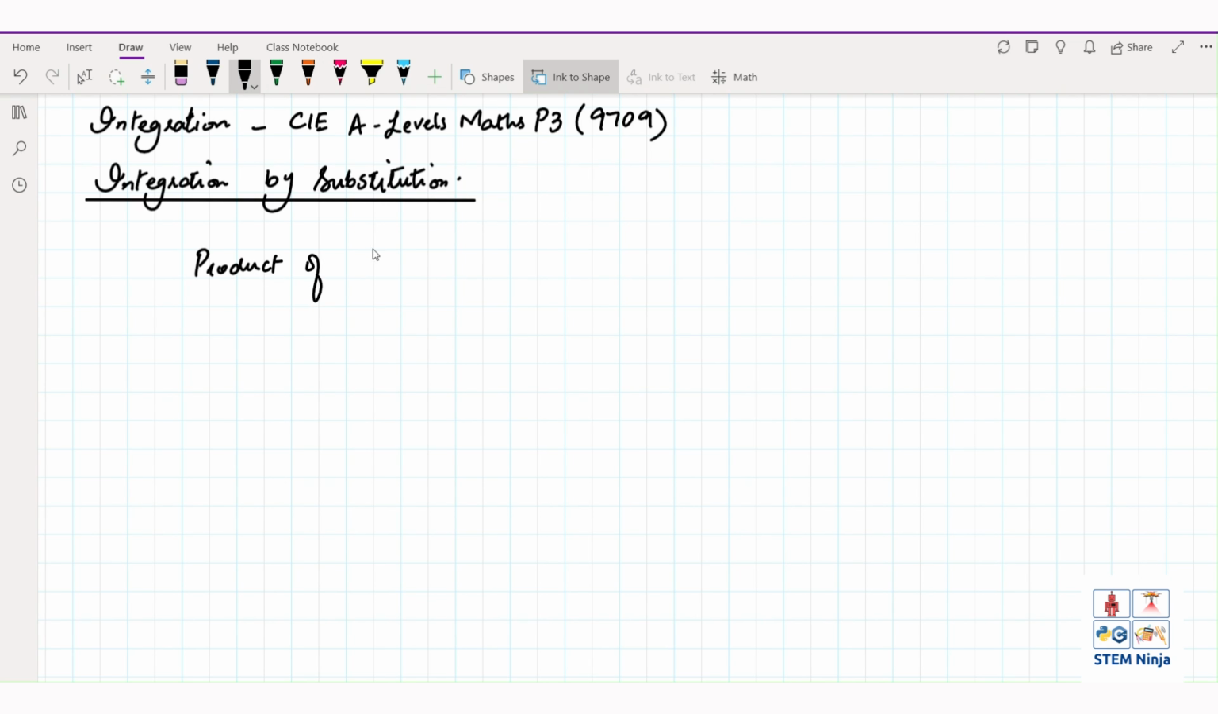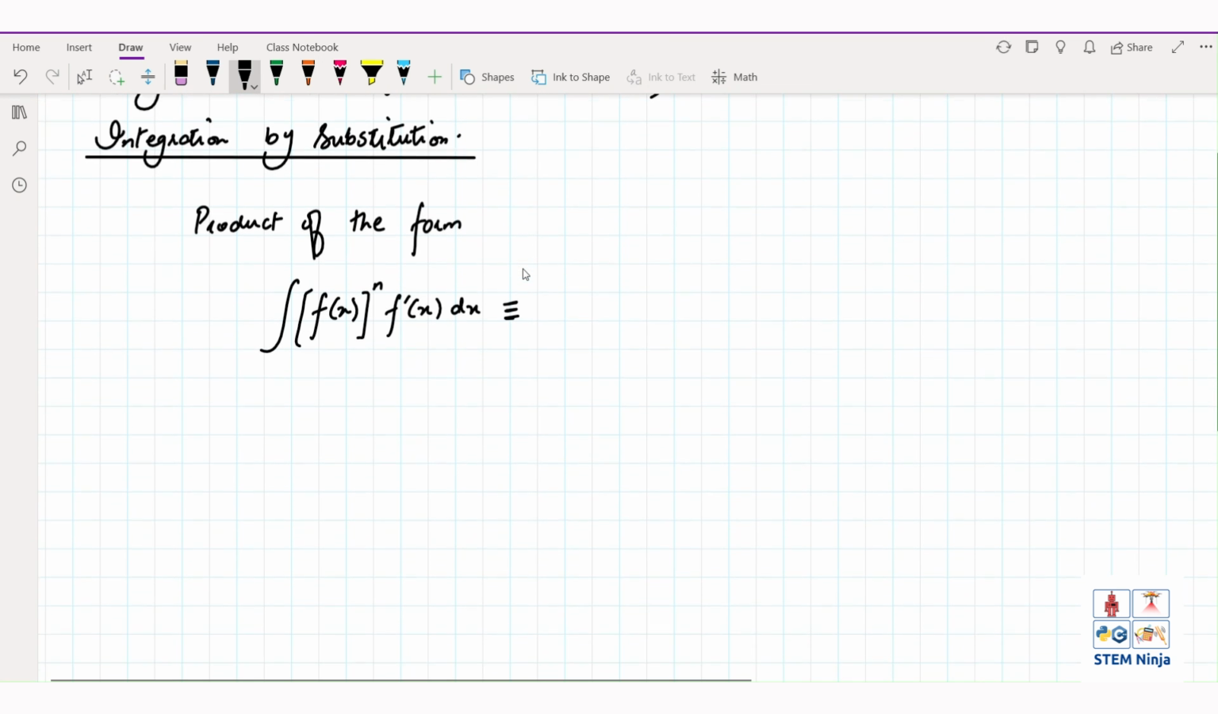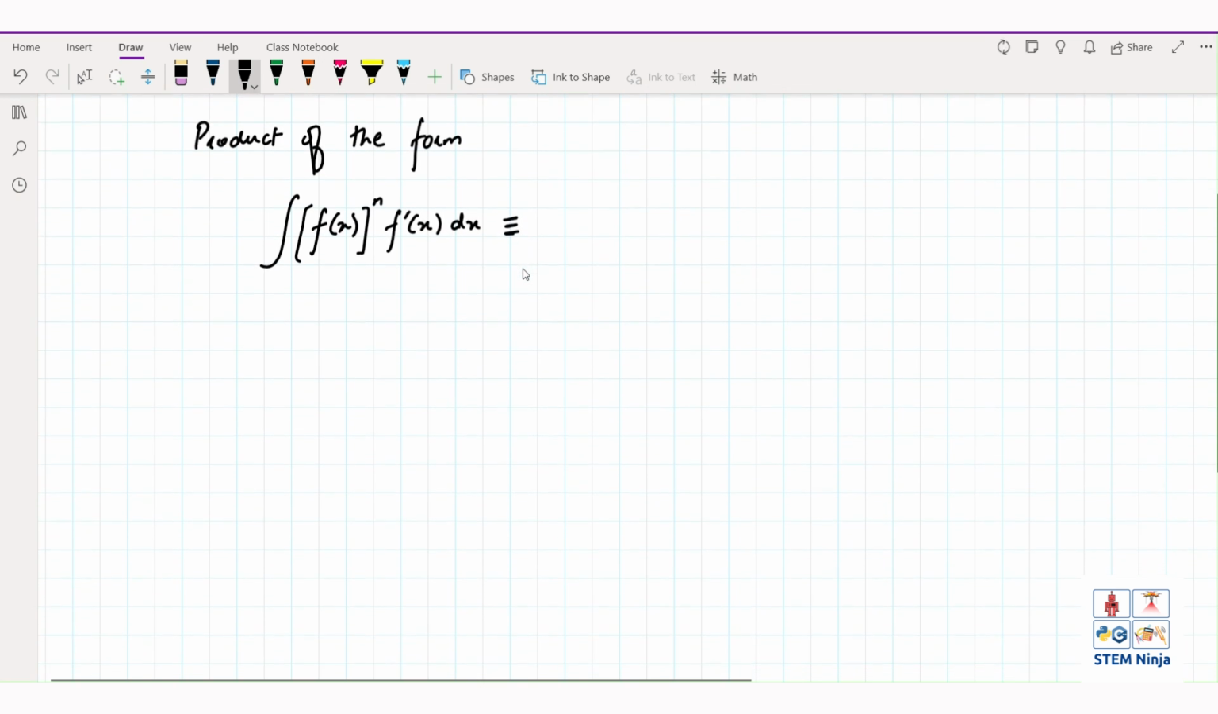of a certain form. The form that we are talking about is when you have the integral of some function, it could be powered, but its own derivative next to it. So this is the kind of product that we're talking about. This can be handled by integration by substitution very easily. I don't want to write the general form of the integral right away. Let's first do some examples to figure out how we can do that.